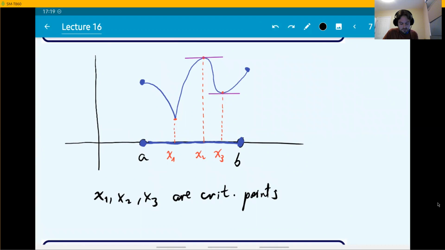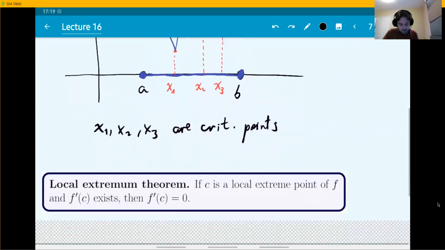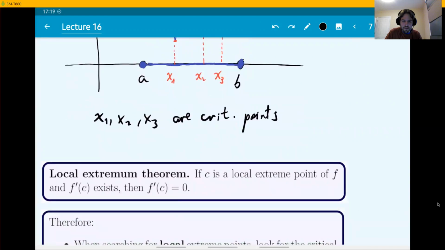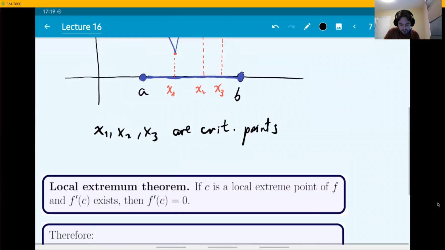Why do we talk about those? There is a theorem, the local extremum theorem, due to Fermat, very early, like maybe 1600s or 1700s, but it says that if you have a local extreme point, either max or min, and the derivative exists, then the derivative must be 0. So another way to say this is that if you have a local extreme point, then it must be a critical point. I think it's pretty self-explanatory if you try to think about this theorem.